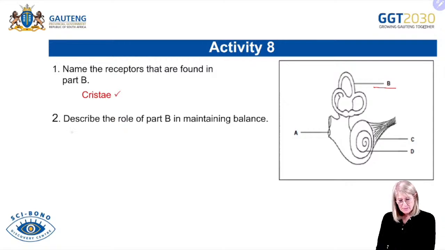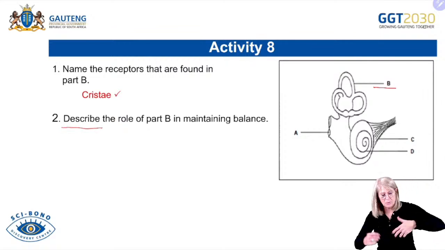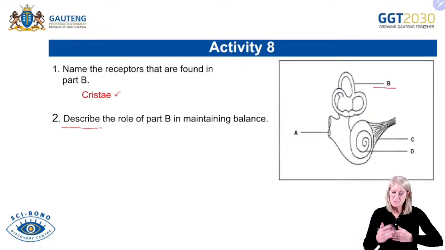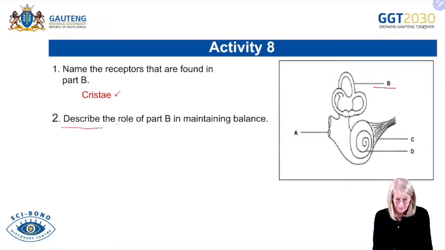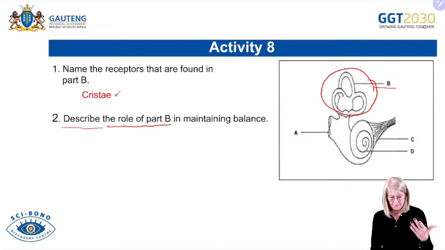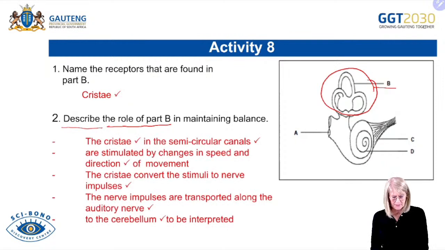Then they ask the next question, describe. That's different to an explain. I don't need to explain why or whatever. I now just need to simply describe what happens. So I'm going to describe the role of part B, which is this, in maintaining balance. So what I really need to tell the examiner is how do the semicircular canals maintain balance. All right, so let's have a look at the answer.